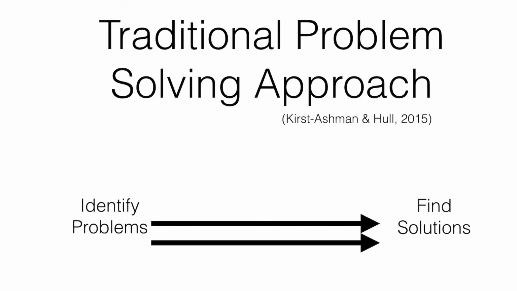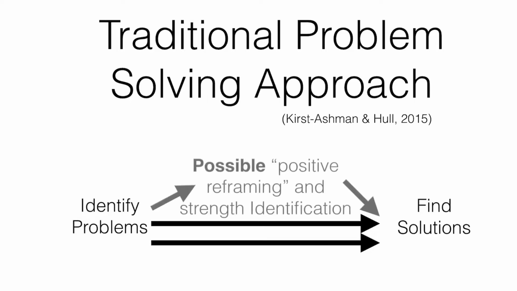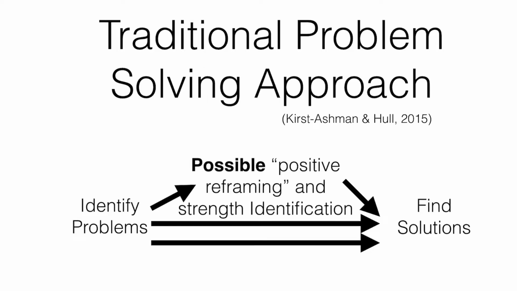And maybe somewhere in the middle of there, right, there's a potential that there is some positive reframing and strengths identification. But really, this isn't always done, and it's not using functional strengths. So what's a different method that we might choose to implement? A different approach would be using a strengths-based approach.